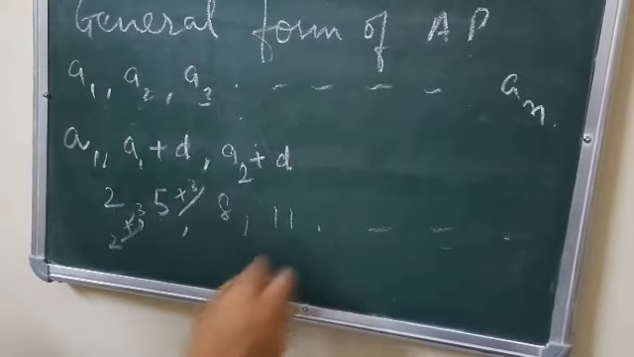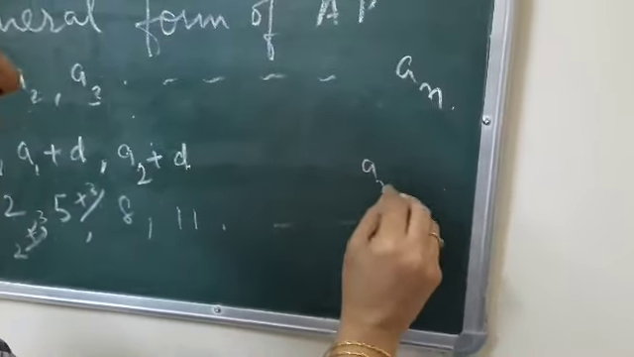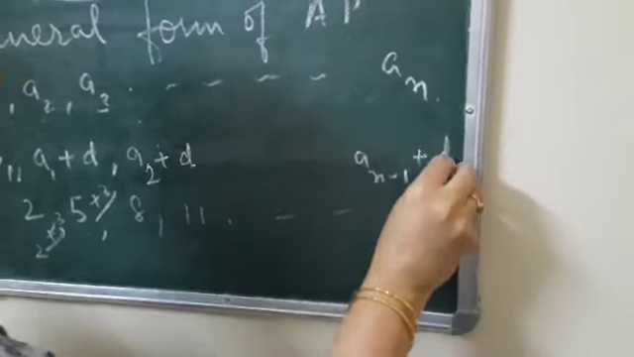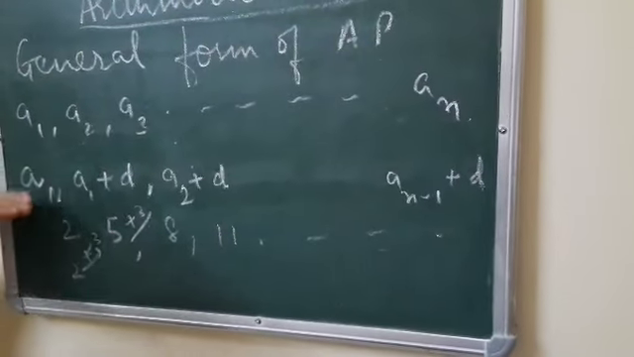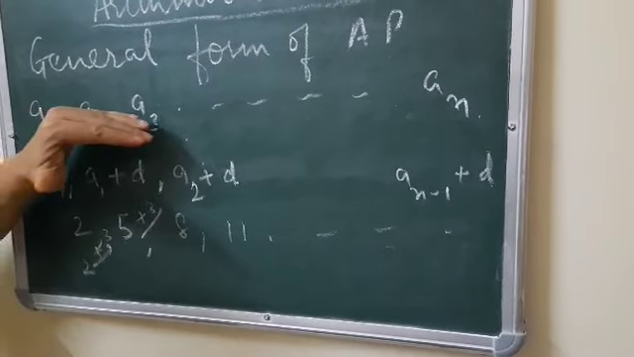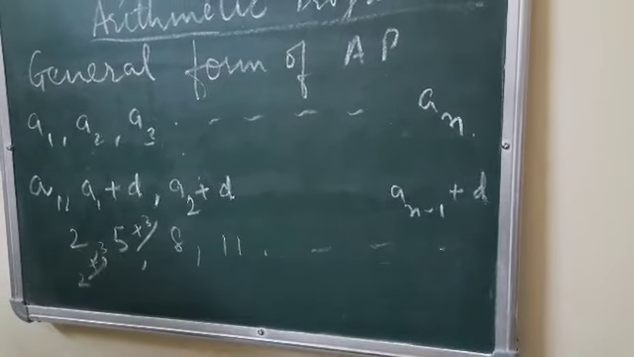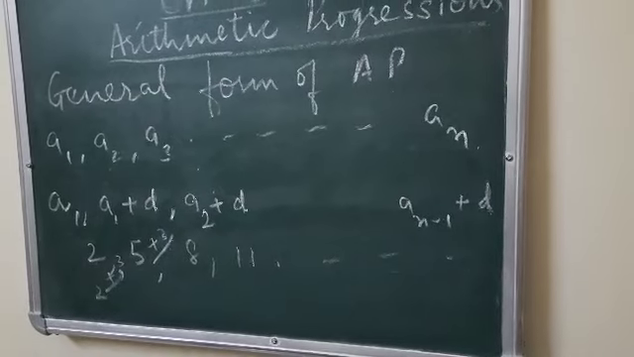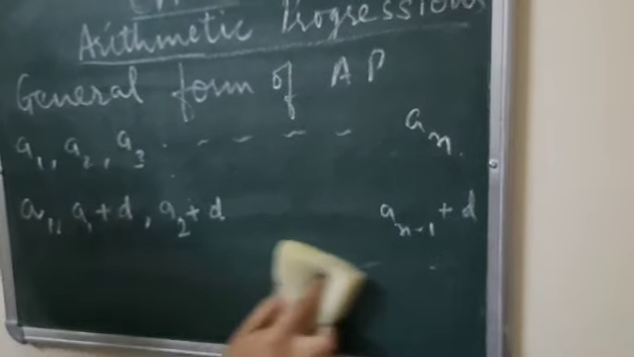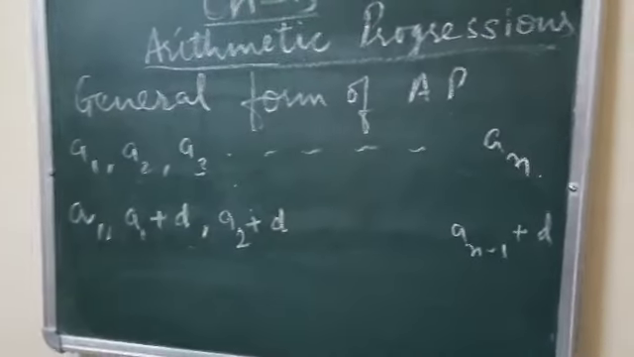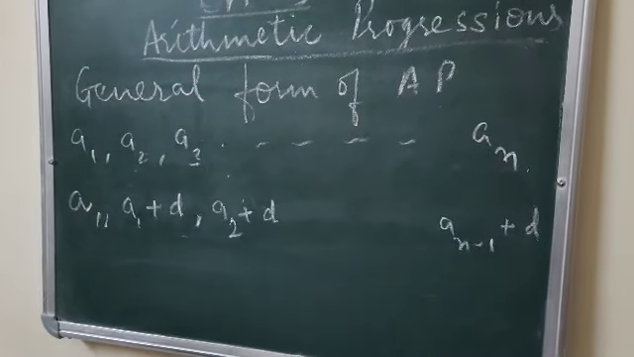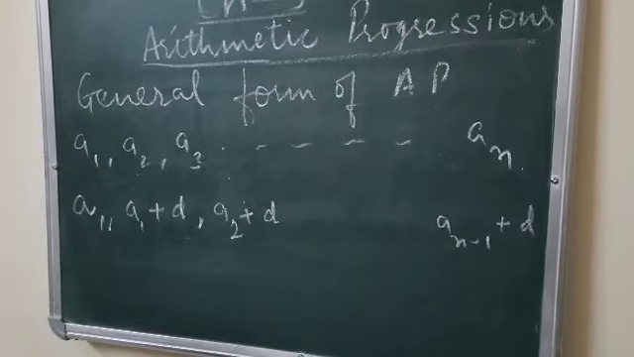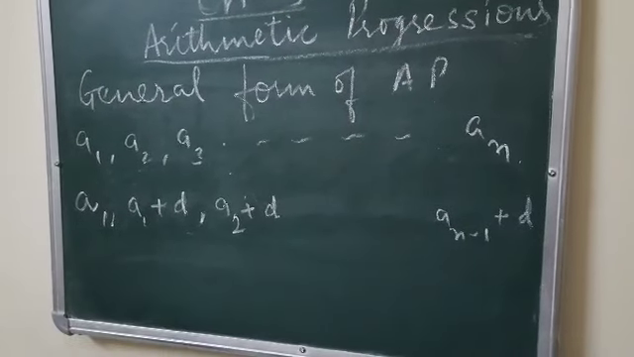Right? Similarly, AN can be written as AN minus 1 plus D. So this is the general form. A1 is A1, A2 is A1 plus D, A3 is A2 plus D, and so on. Right? So for exercise 5.1, this much information is required. Rest we'll be doing with other exercises.